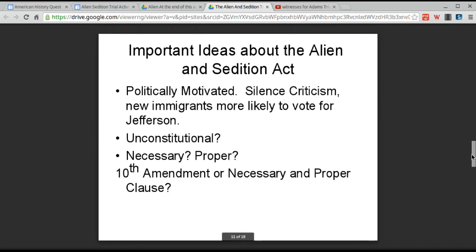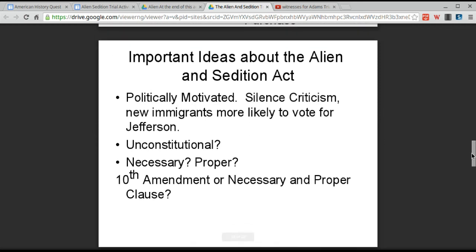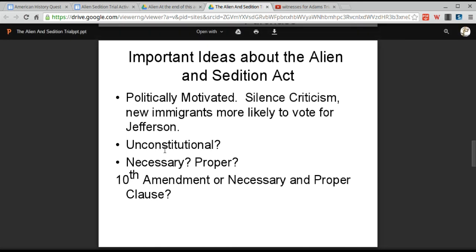Moving right along, we've talked about this. Were the Alien and Sedition Acts politically motivated to silence criticism and to stop new immigrants from voting for Jefferson? Were they unconstitutional, or are they covered under the elastic clause? Are they necessary? Are they proper? These are all issues that are going to come up during the trial.